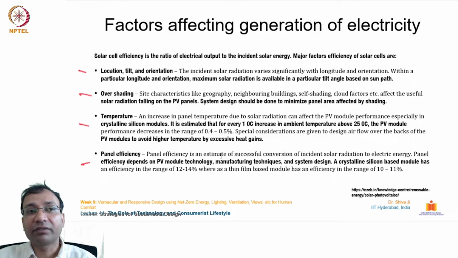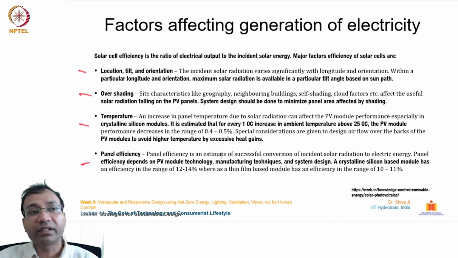Site characteristics like geography, neighboring buildings, self-shading, and cloud factors also affect the useful solar radiation falling on the PV panels. System design should be done to minimize panel area affected by shading. There should not be any obstruction between the PV panels and the sun, because they will affect the overall receipt of solar radiation on the panels.